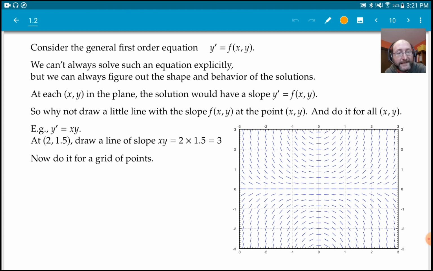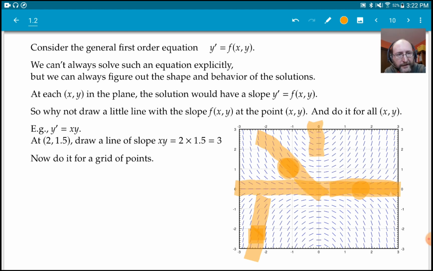So that's what we did at each point. We looked at the point, then we looked at what x times y was at that point, and then we drew a little line with that slope. So over here it was that slope. Let's say over here it was this slope. Over here it was just 0, because if you look at the x-axis, that's where y is 0. So you get just horizontal lines. Here all these lines are horizontal.